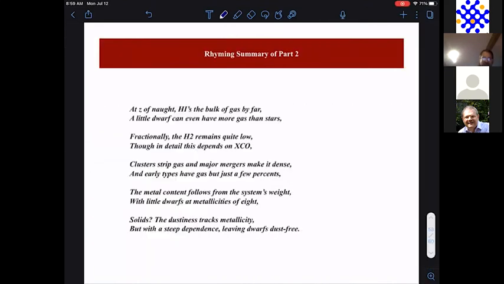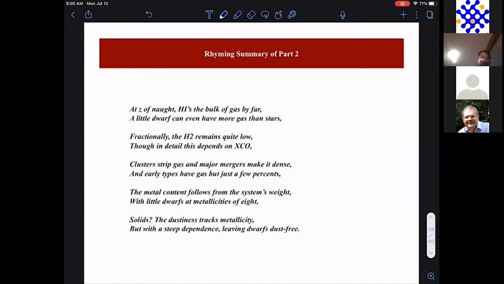At Z of naught, H1's the bulk of gas by far. A little dwarf can even have more gas than stars. Fractionally, the H2 remains quite low, though in detail this depends on XCO. Clusters strip gas and major mergers make it dense. And early types have gas, but just a few percents.